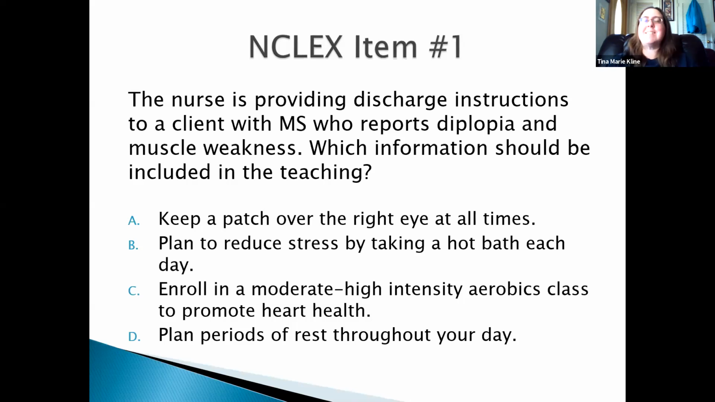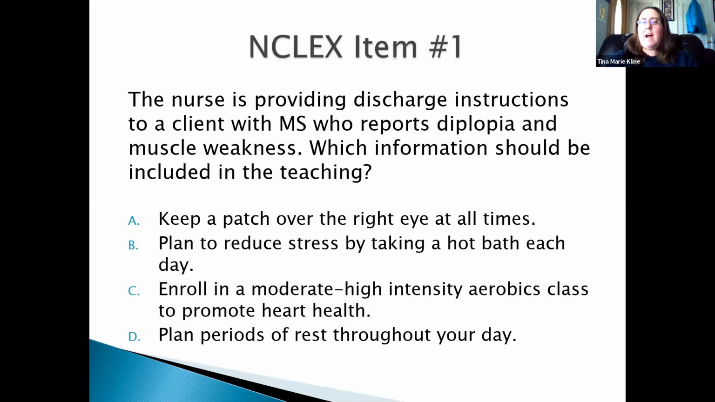So the patch is not going to make a difference in their symptoms. So I'm going to eliminate A. Plan to reduce stress by taking a hot bath each day. Well, that kind of sounds good to me, but I don't have MS. So yeah, definitely not our MS patient because that could actually increase their symptoms and stimulate a flare-up. So I'm going to eliminate B.